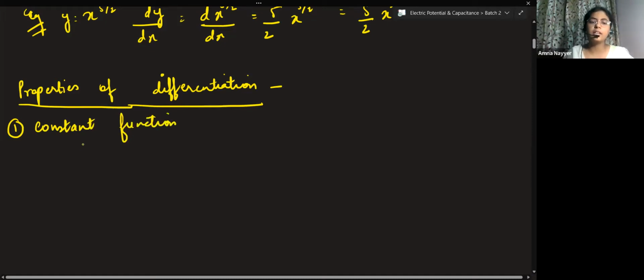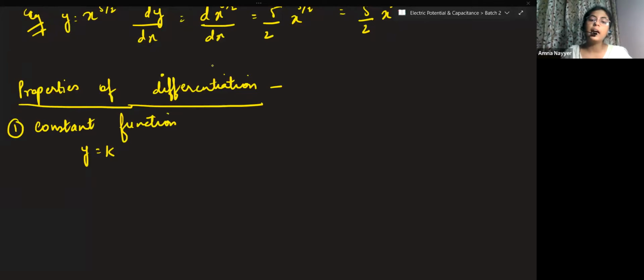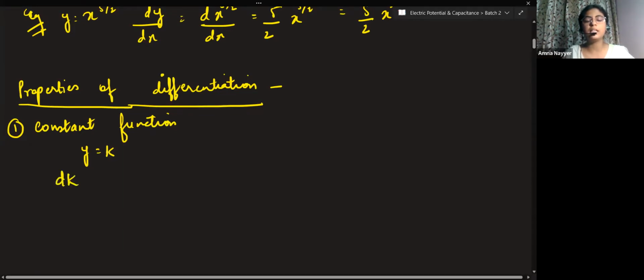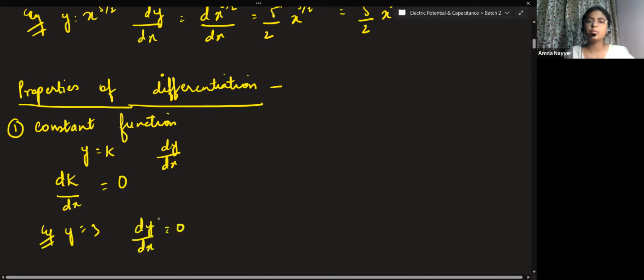If you have a constant function, let's say y is equal to capital K. In this case, K is a constant. So if you differentiate it, dK over dx, let's suppose we are differentiating dy by dx, this will be zero. Like in the example where y is 3, no need to differentiate it. If it's a constant, then directly dy over dx will be 0, meaning d3 over dx is 0.